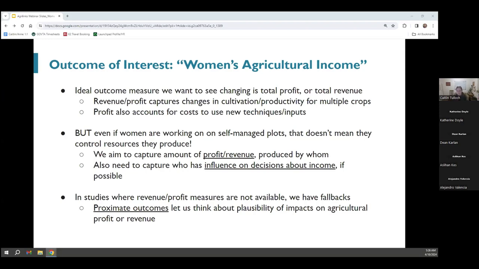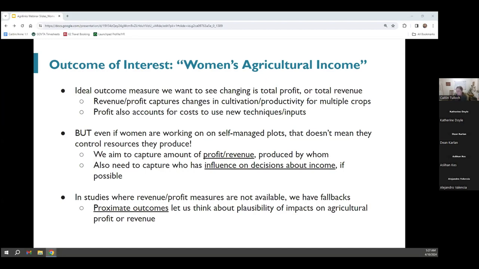And so if we really want to get at this core question that was put to us and that we teased out working with colleagues, we'd like to capture both the amount of profit or net revenue that's being produced, but also influence on decisions about income. And this is our definition. This is the outcome and the North Star of this analysis that I'm going to present to you now.